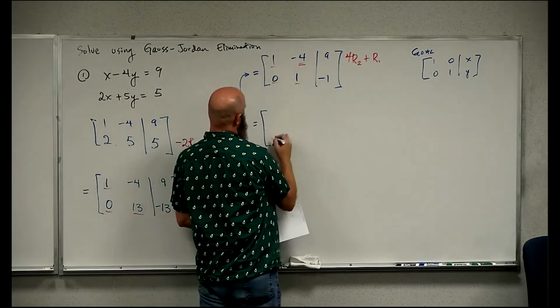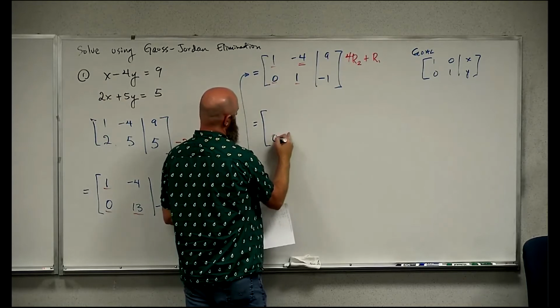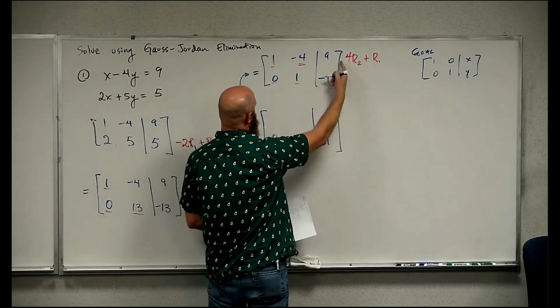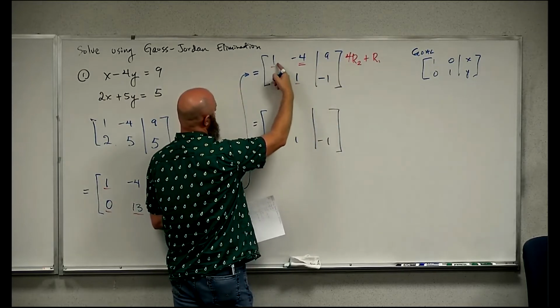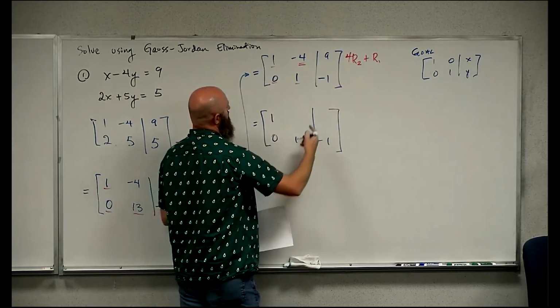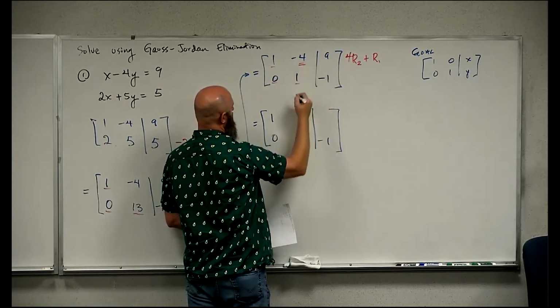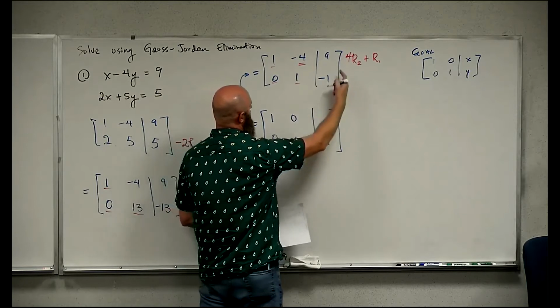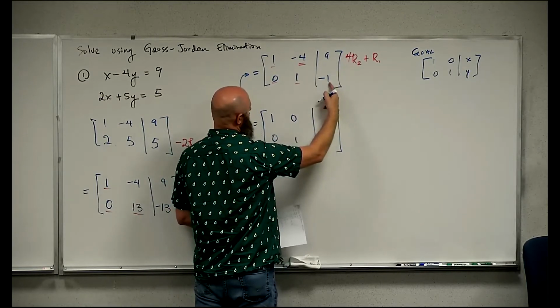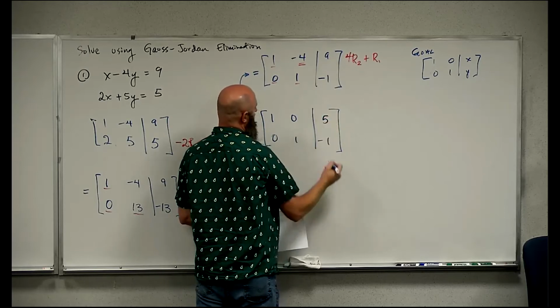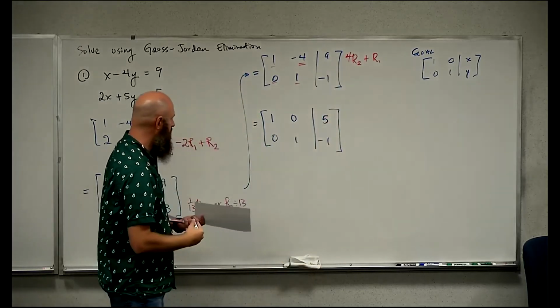All right, so row 2 is actually not changing. So 0, 1, negative 1. Now 4 times 0 is 0, plus 1 is 1. 4 times 1 is 4, plus negative 4 is 0. 4 times negative 1 is negative 4, plus 9 is 5. Okay?